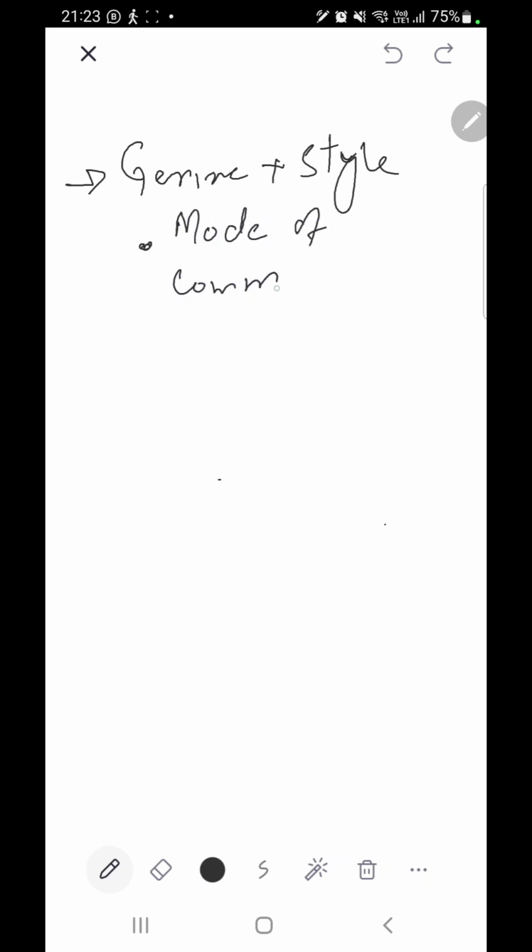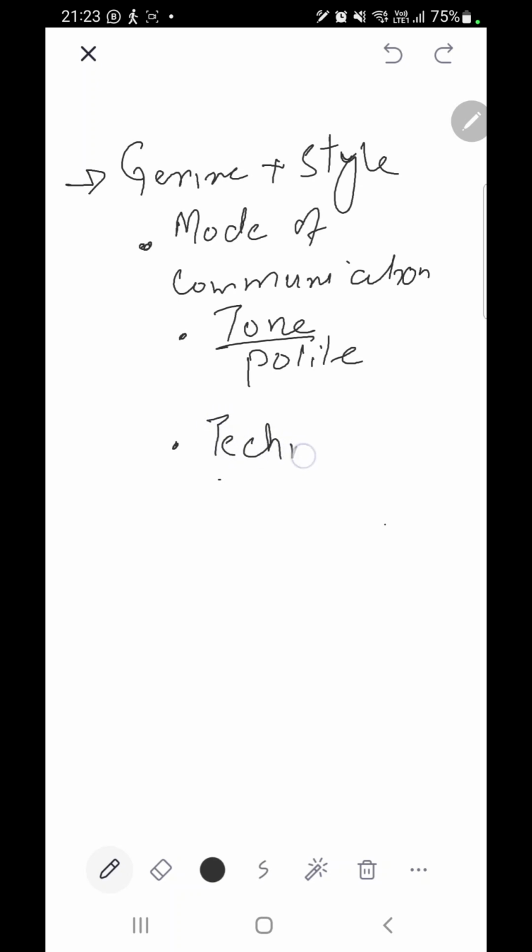The next one is genre and style. Basically, in genre and style, it's simple. We can say it is the mode of communication. So we have two things: a tone. In OET writing, we must have a polite tone, no matter what. Number one, and the second thing is that we should have technical language, and this is a formal conversation between two colleagues.